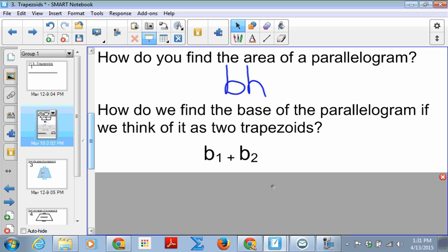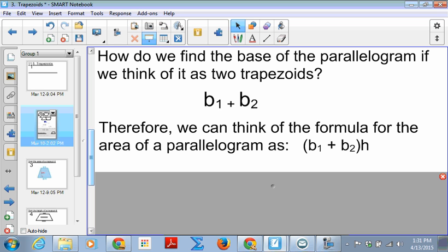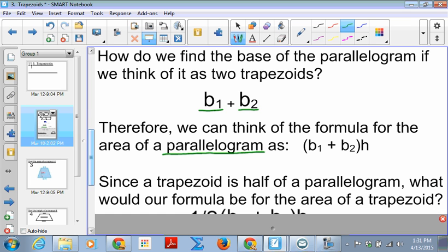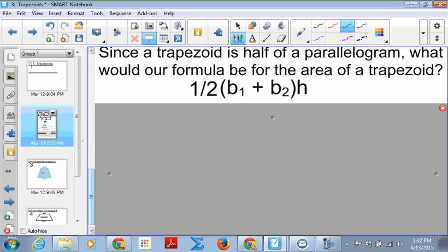Okay, so what that means, we've got two trapezoids. We've got to add the first base and add the second base. So we get base 1 plus base 2. So since the area of a parallelogram is found by doing base times height, and we find the base by adding the two bases together, think of the formula for the area of a parallelogram as base 1 plus base 2 altogether times the height. So that is a way to think of a parallelogram's area. And recall from above that a trapezoid is half of a parallelogram. So we take half what we found above. So half of the bases added together times the height gives us that formula.